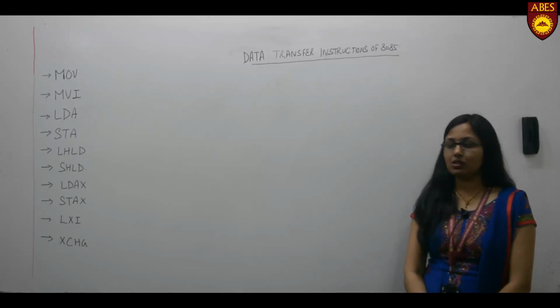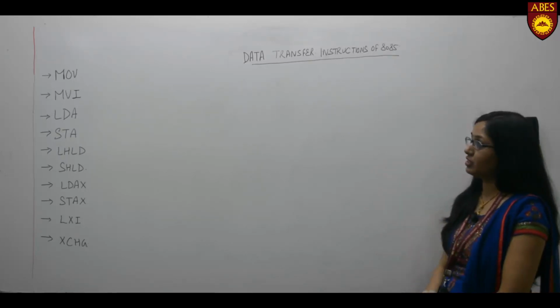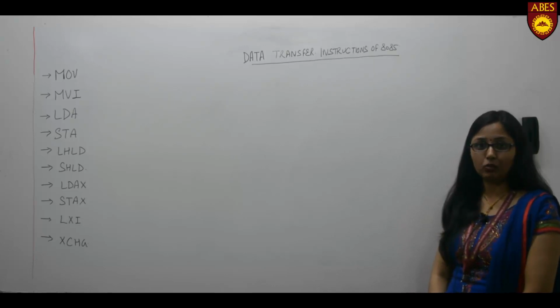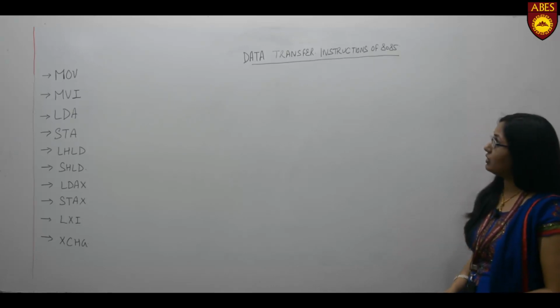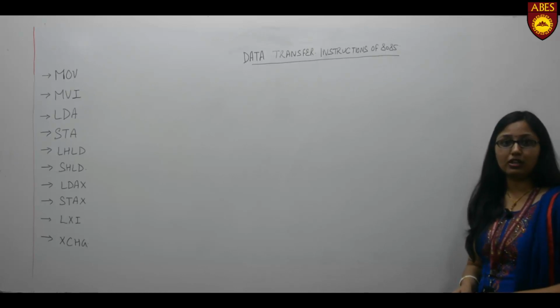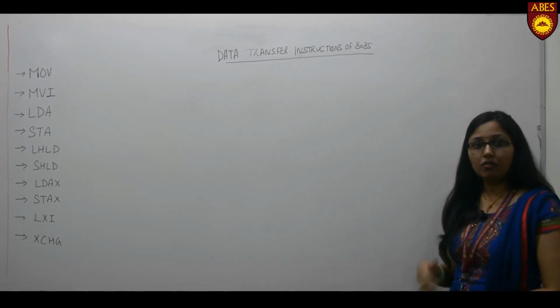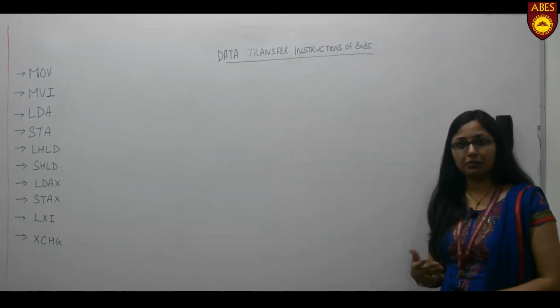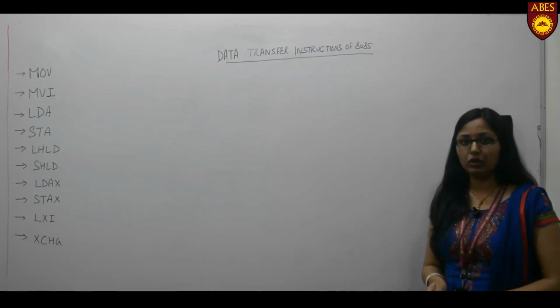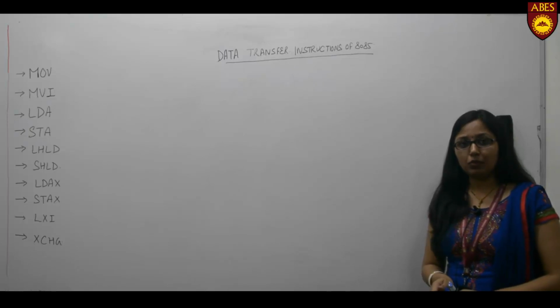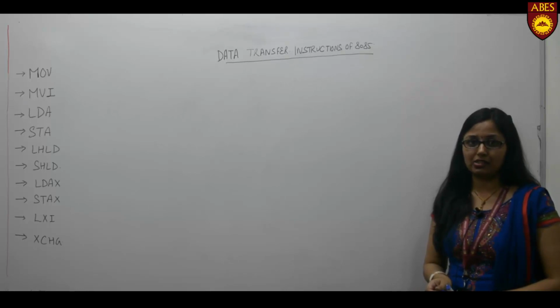Today I am going to discuss the data transfer instructions of the 8085 microprocessor. Data transfer instructions basically include the transfer of data from one point to another. It may be a transfer from register to register, register to memory, or memory to register, but memory to memory data transfer directly is not possible with any instruction.